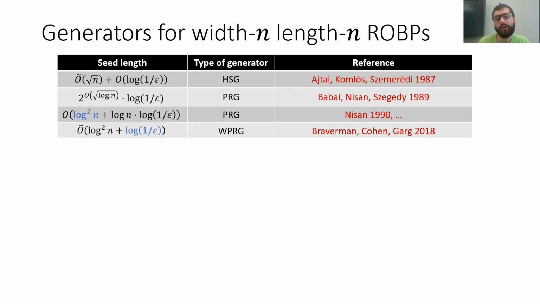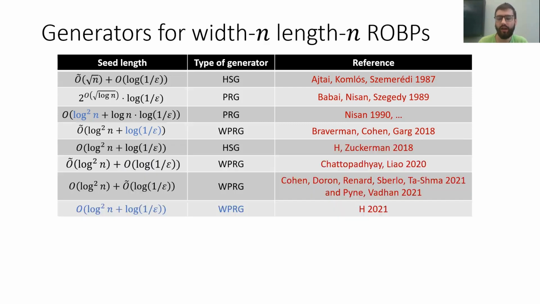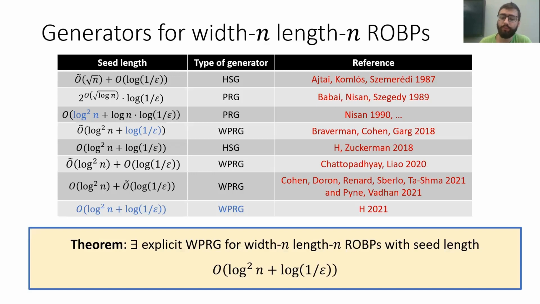Unfortunately, Braverman, Cohen, and Garg's construction and analysis were pretty complicated, which motivated researchers to try to look for simpler constructions. And at this point, there have been several follow-up papers that are getting simpler constructions of essentially the same phenomenon. And one of the benefits of these simpler constructions is that we're able to get rid of some of these log-log factors that were present in Braverman, Cohen, and Garg's original work. And so at this point, we have explicit weighted pseudorandom generators for polynomial width read-once branching programs with seed length O of log squared n plus log 1 over epsilon.